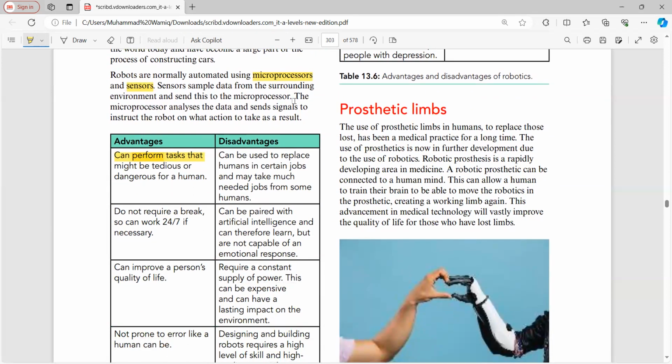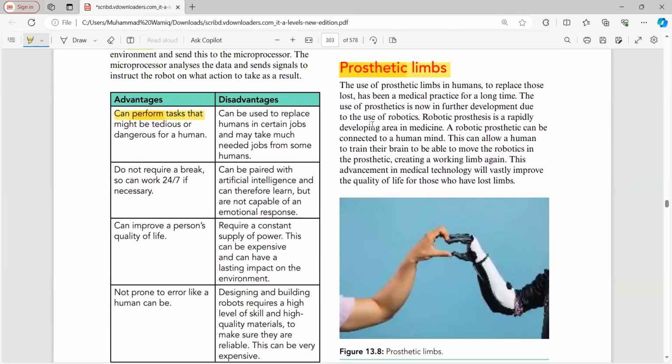So, just after robotics, let's start with prosthetic limbs. The use of prosthetic limbs in humans is to replace those that have been lost, maybe in an accident or in a medical procedure. The use of prosthetics is now a further development of robotics. This is one of the areas in hospitals and medicine, and they can be connected to the human mind. This is basically for patients who may have lost their hands or legs and are not able to move properly, because our body is obviously created by Allah Almighty, and there is no replacement for our hands and legs, right?